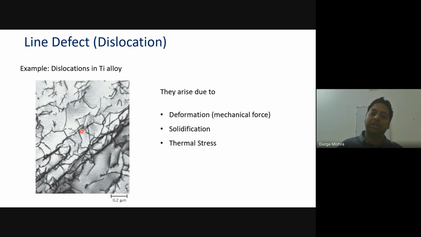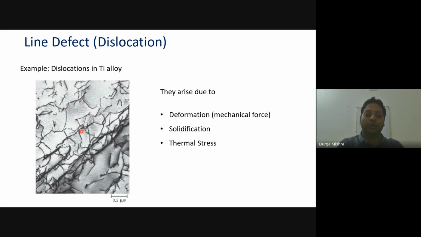This dislocation can also arise during a solidification process. When you are making this material, we are doing it by cooling down from a vapor, condensing it from a vapor or a liquid phase. In the process, defects will also be there, point defects, and dislocations can also happen.